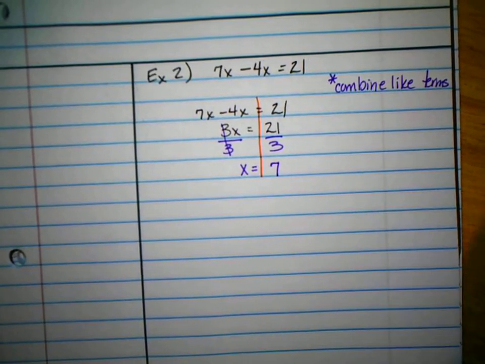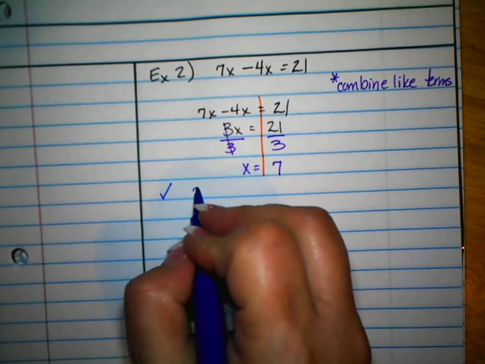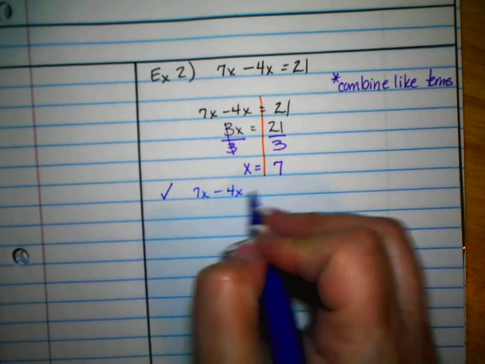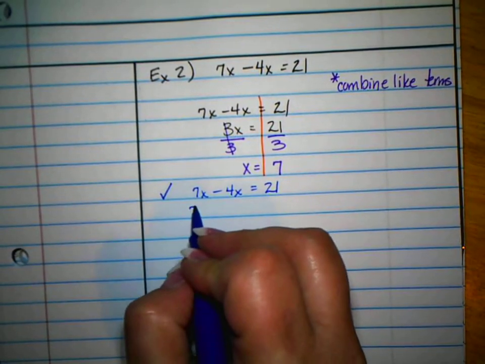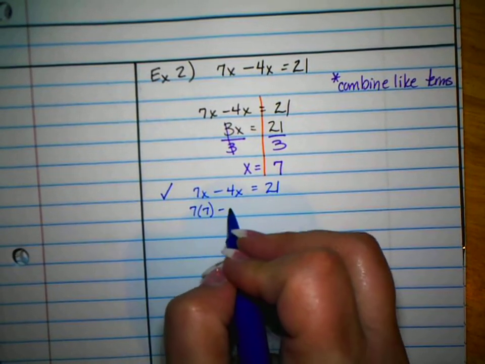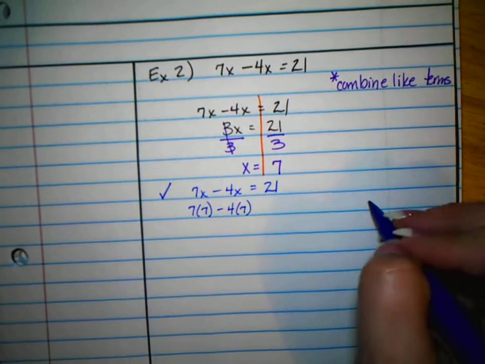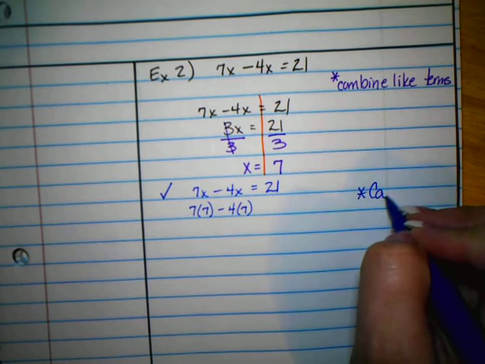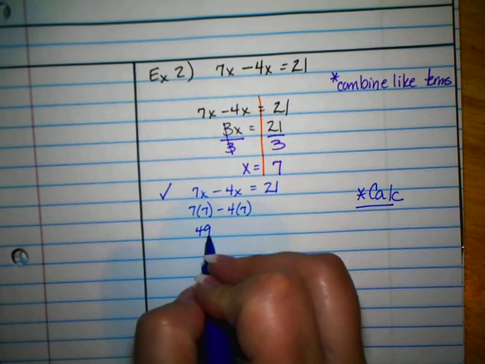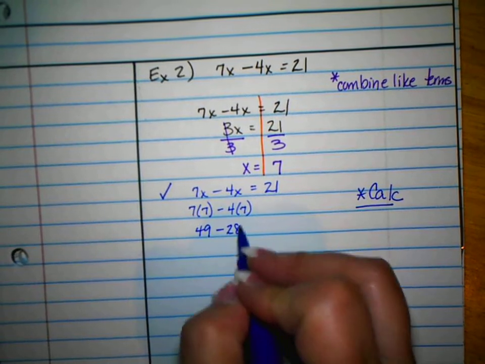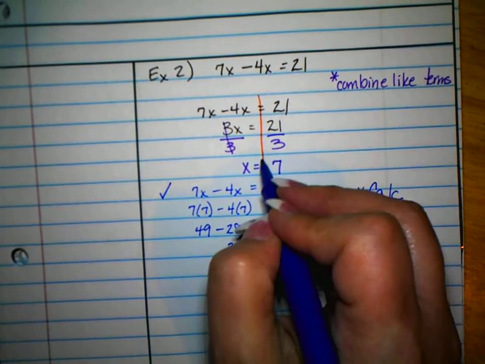And of course I have to check it. I'll always go back to the original equation. So this is 7 times 7 minus 4 times 7. Again, this is probably where I would use a calculator. 49 minus 28 is 21. That checks.